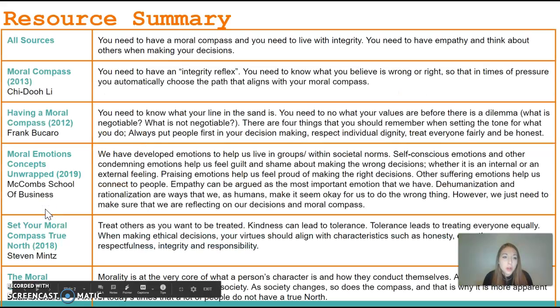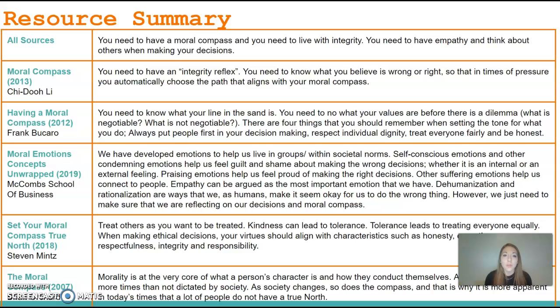My resource summary. I started with all sources, so I found some common themes throughout the videos and articles. The first being, obviously, all of them said that we need to have a moral compass, we need to live with integrity. Also, all of them touched on having empathy or thinking about others when you make your decisions.